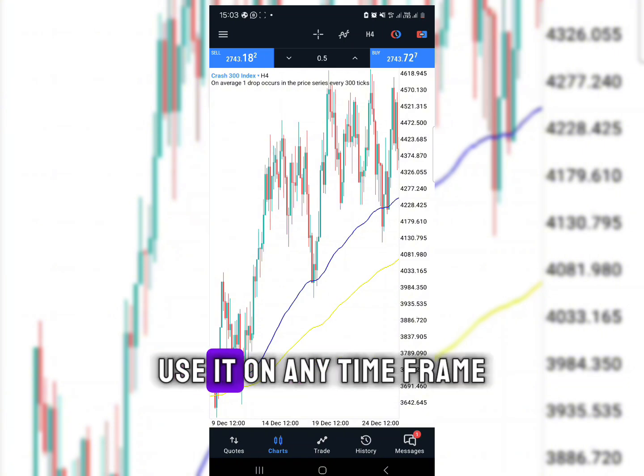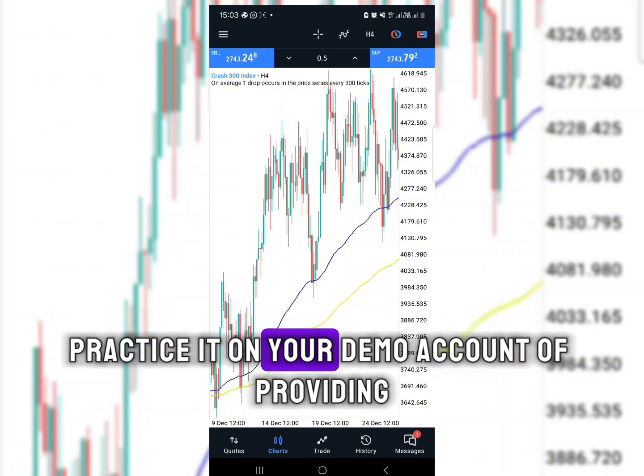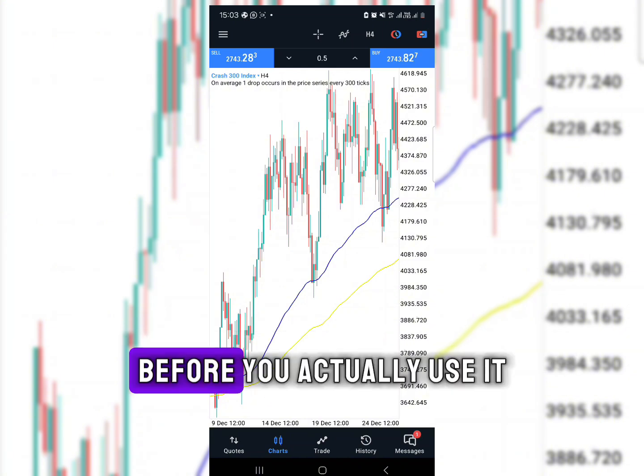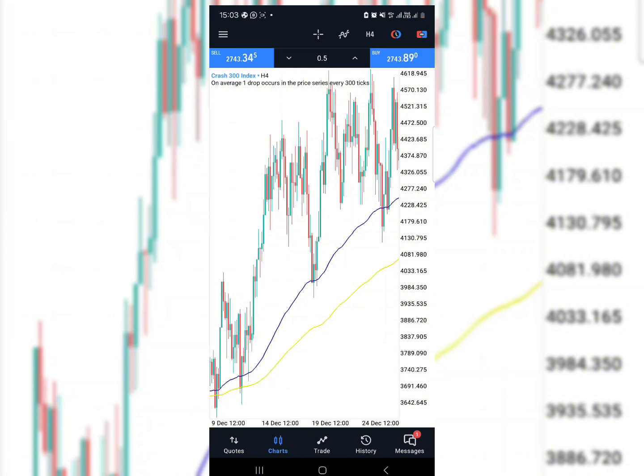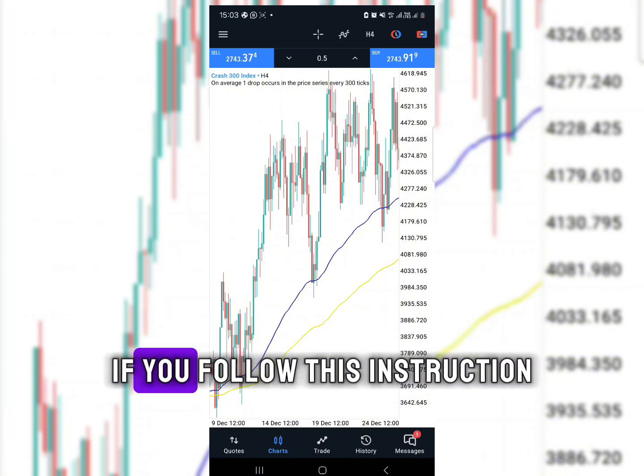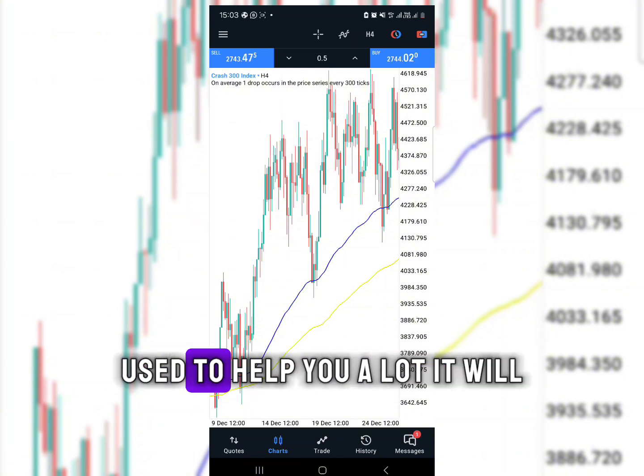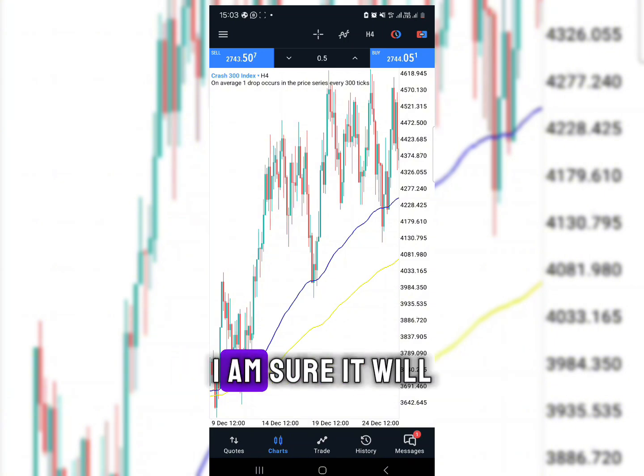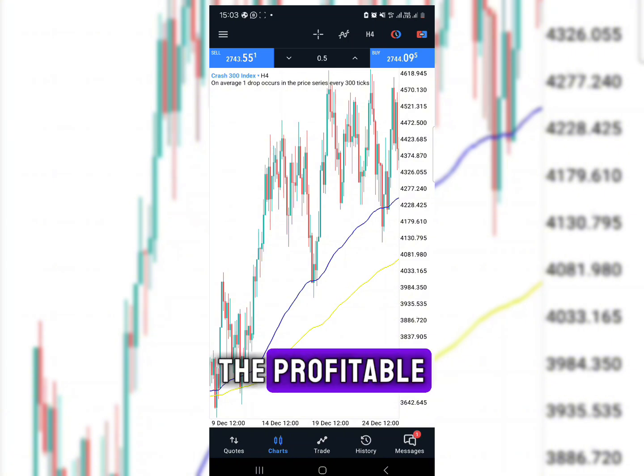Now you can use it on any time frame. Practice it on your demo account over and over again before you actually use it. But one thing I'm sure of is that if you follow this instruction, it will help you a lot. I do not think it will, I am sure it will, make you profitable.